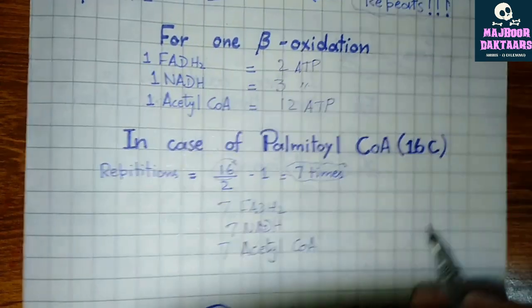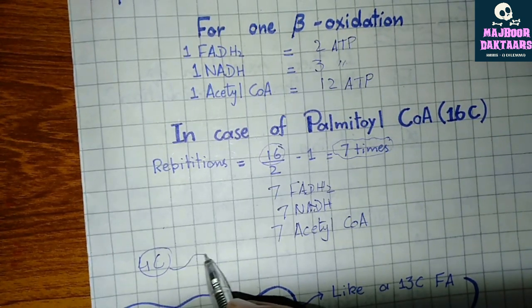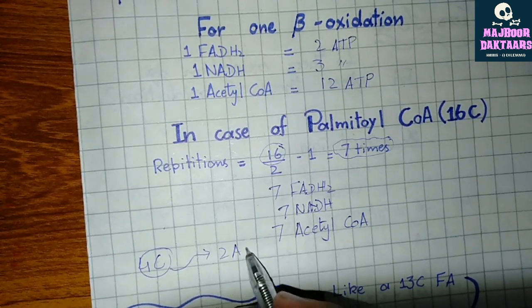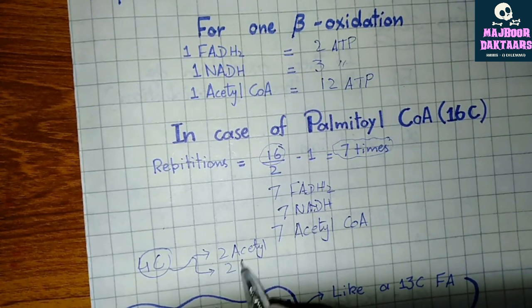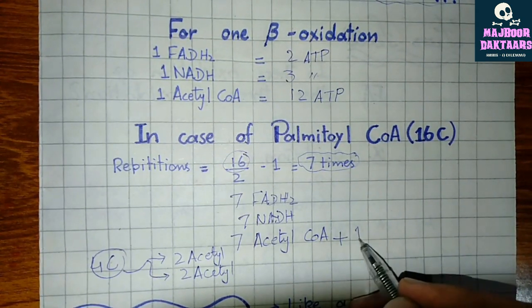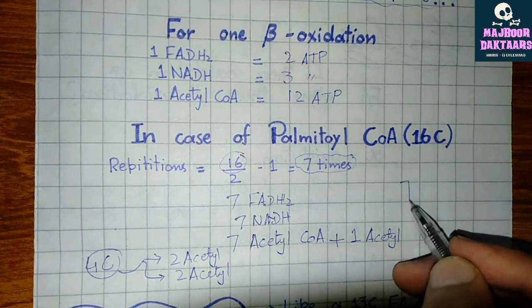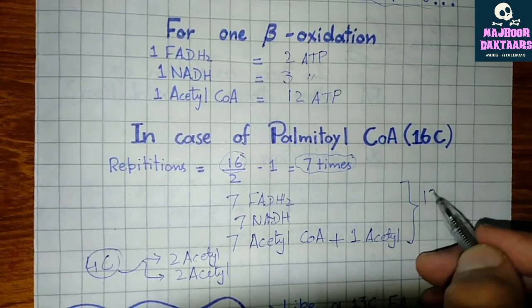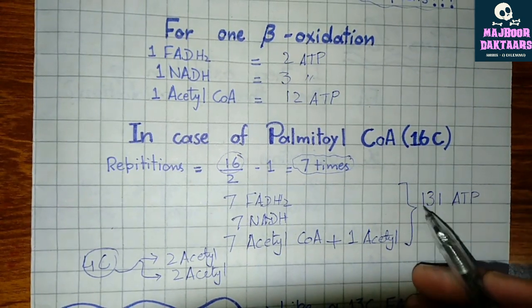In the final step, where 4 carbon atoms are remaining, its breakdown will produce 2 acetyl-CoA molecules. So in the final step of the thiolytic cleavage, there is an extra acetyl-CoA molecule production. So we will add another acetyl-CoA, and all of this adds up to form 131 ATP on the degradation of 16 carbon palmitoyl-CoA.